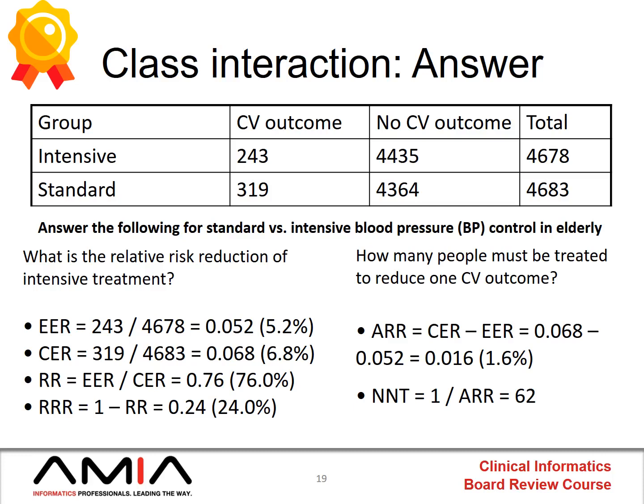We can also calculate the absolute risk reduction, the control event rate minus the experimental event rate, which is 1.6%, meaning that the patients in the experimental group had an absolute risk reduction of 1.6%. We can calculate the number needed to treat, which is 1 over the absolute risk reduction, and is calculated to be 62, meaning that 62 people must be treated to reduce one cardiovascular outcome.